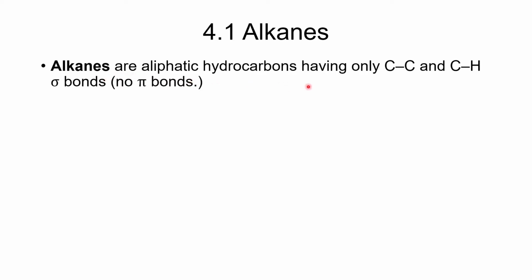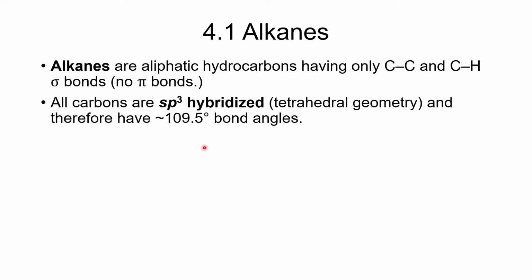Alkanes are aliphatic hydrocarbons having only carbon-carbon and carbon-hydrogen sigma bonds. There are no pi bonds. So this means it does not include alkenes and it does not include alkynes. And it definitely doesn't include aromatics, because aromatics are not part of the aliphatic. We'll find that in alkanes, all of our carbons are sp3 hybridized, meaning they have the tetrahedral geometry and they have the 109.5 degree bond angle.